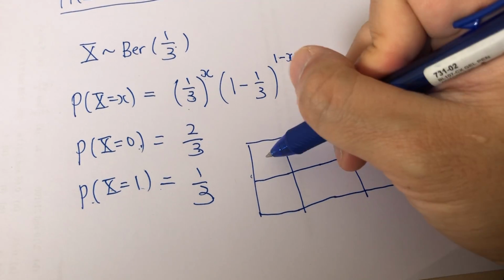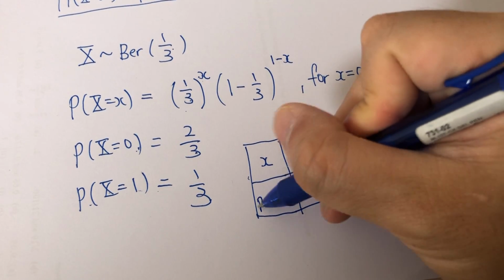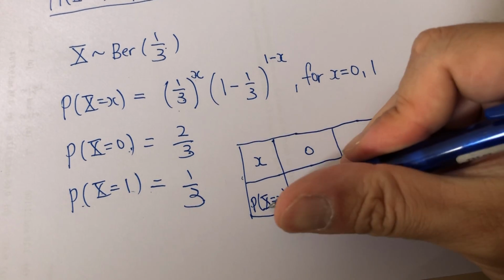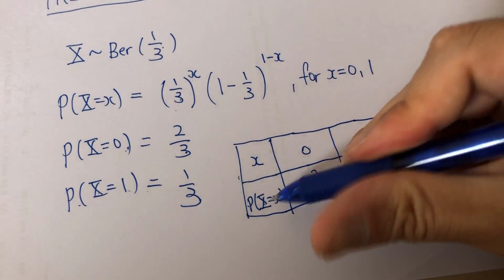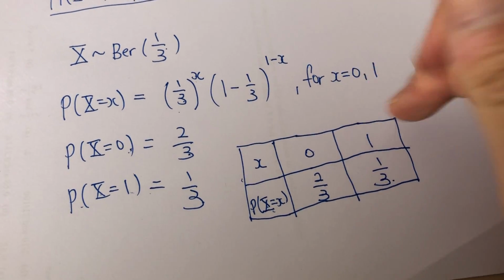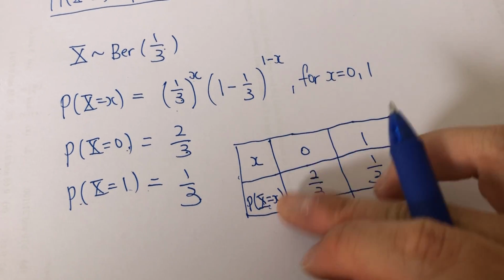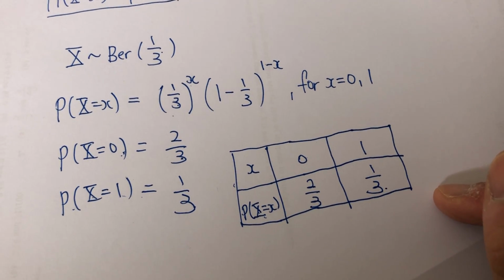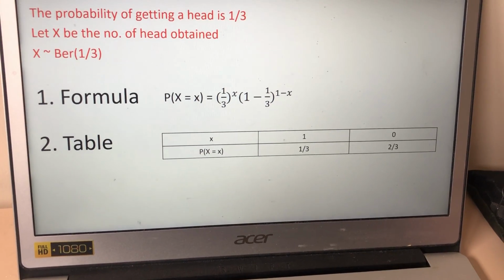So these are the values of x. We know that it could be 0 or 1. And this is the probability, X equal to x. So here, when x equals 0, the probability is 2 over 3. When x equals 1, the probability is 1 over 3. So this table is also a very good way to tell people how the probability is distributed. Okay. So the second way is using a table.